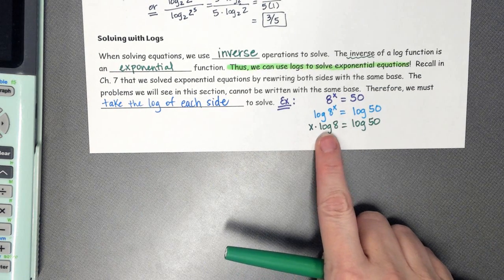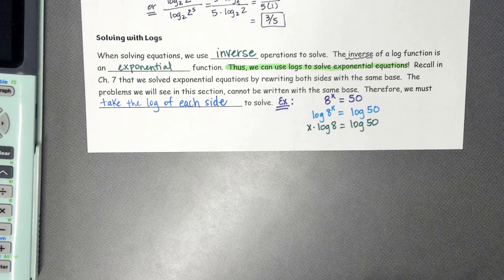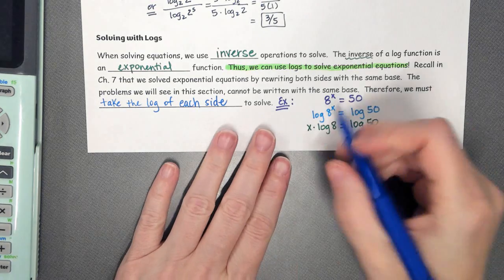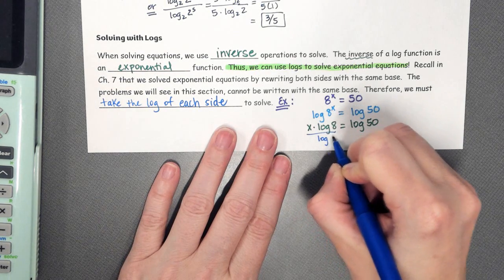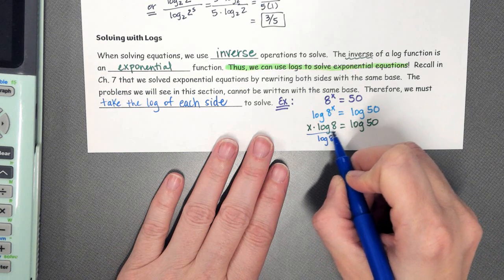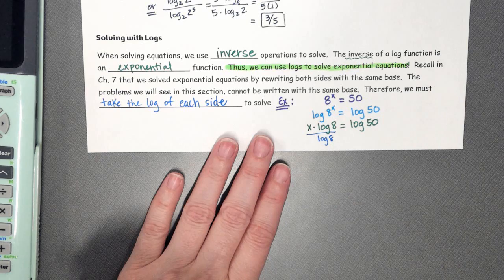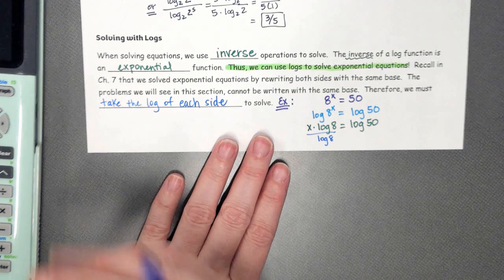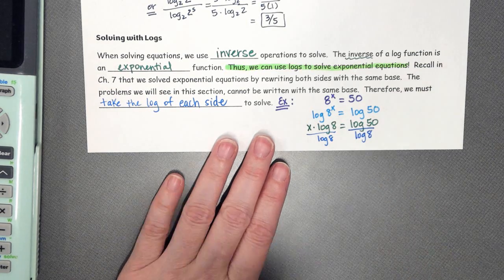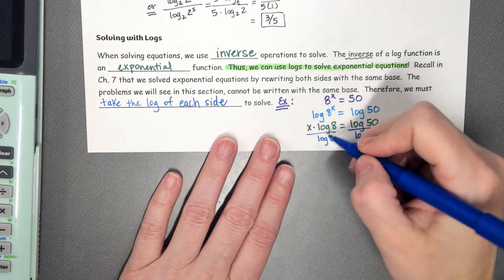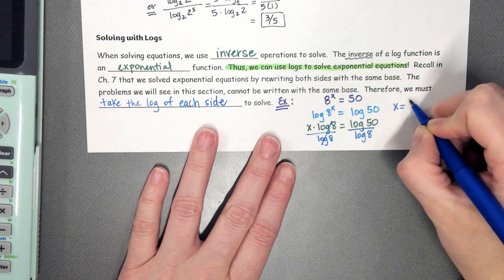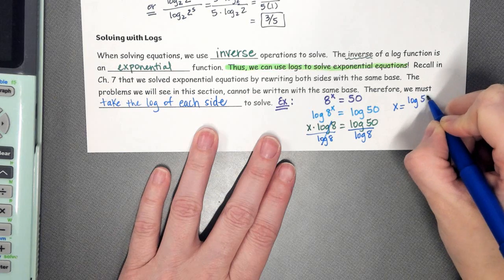Now because x is attached to this with multiplication, we can do what to both sides? Divide. Now what are you dividing by? Log of 8, okay? You can never divide by just a log to get rid of the log, okay? Logs have to be of something. So you can divide by the log of 8, you can't just divide by a log of nothing. So those will cancel out, and then there are 2 ways that you can write your answer.